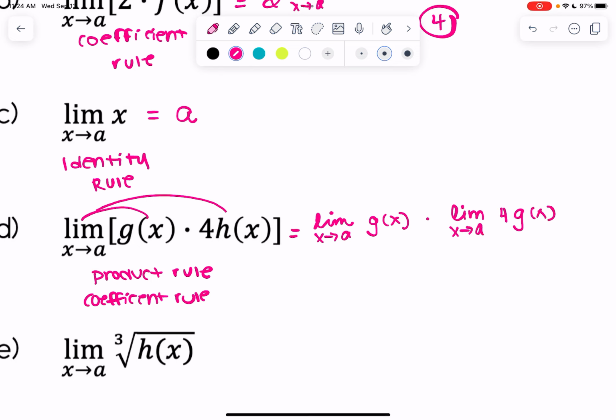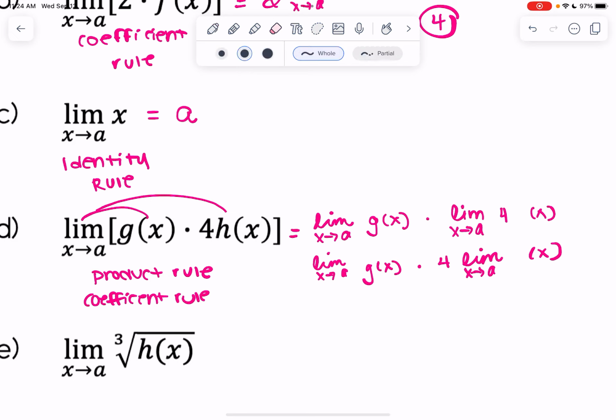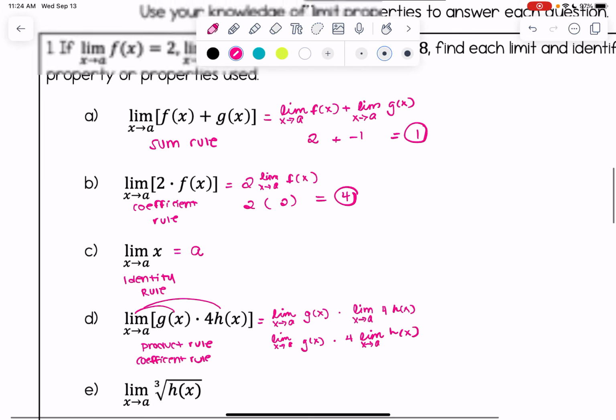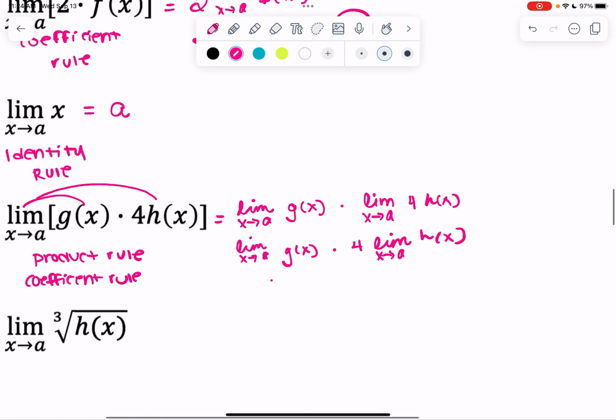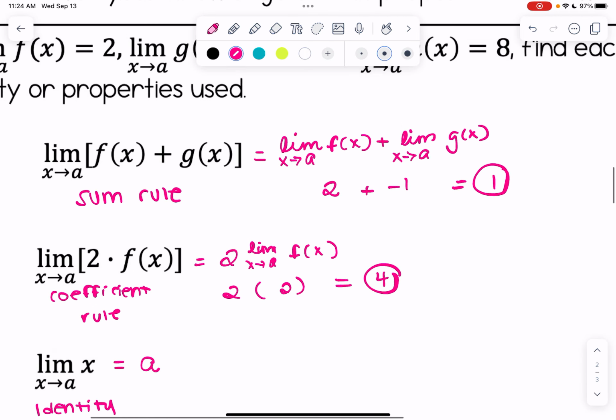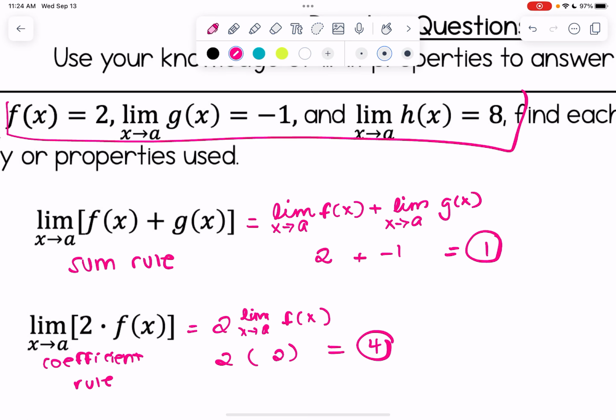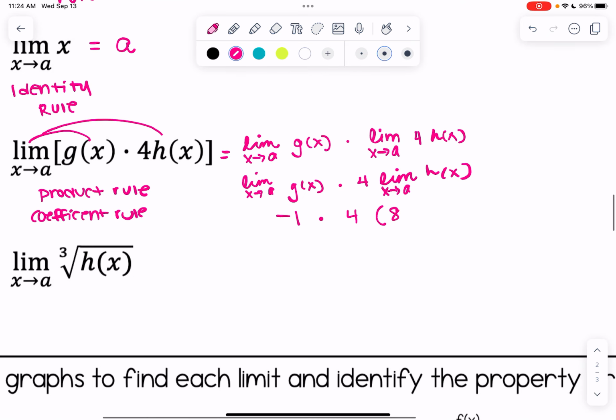And then I can rewrite this one more time because I'm going to deal with the coefficient of 4. And now I can substitute in. Oops, and these are h's here, so let me fix that. So the limit as x approaches a of g of x, we know that that's -1 times 4. The limit as x approaches a of h of x, remember I'm just stealing those answers from up here, is 8. And we are going to get -32 as our answer.